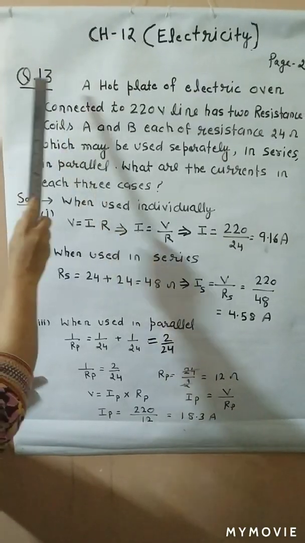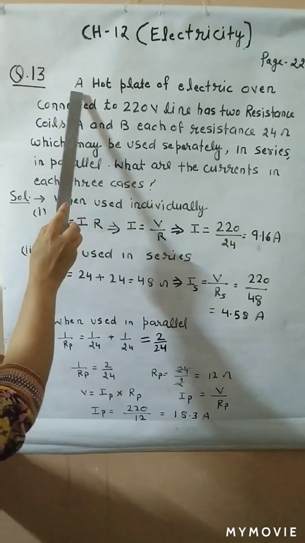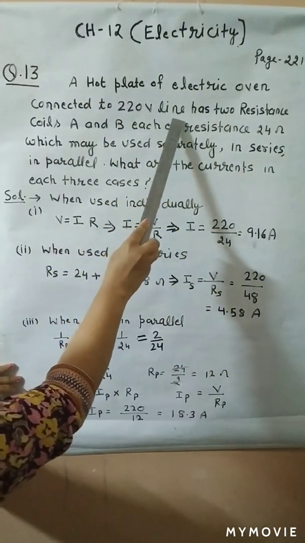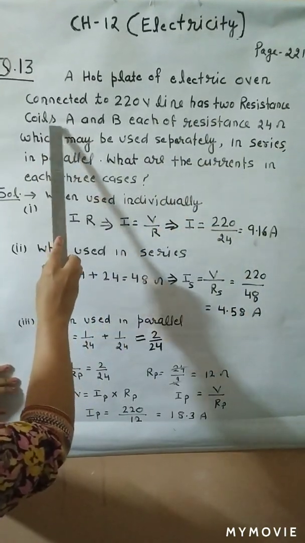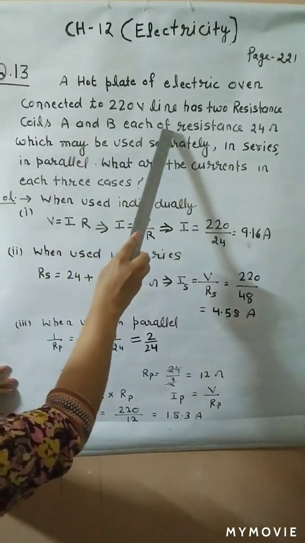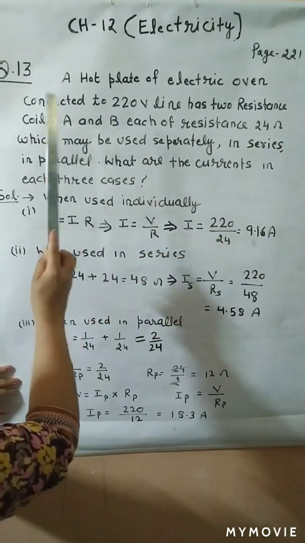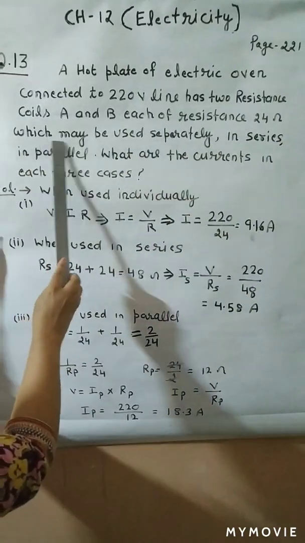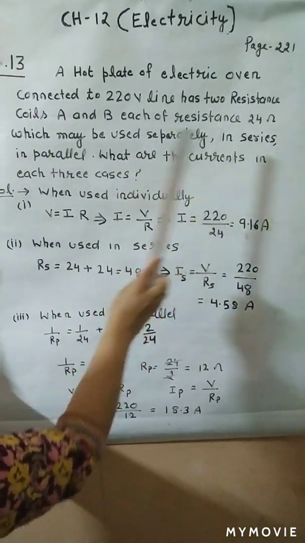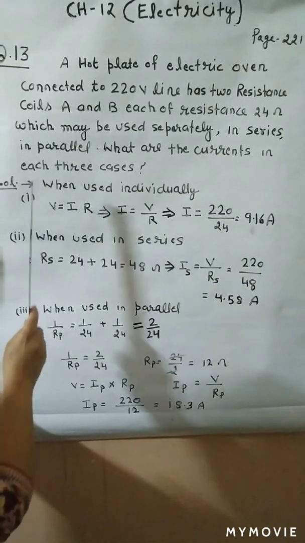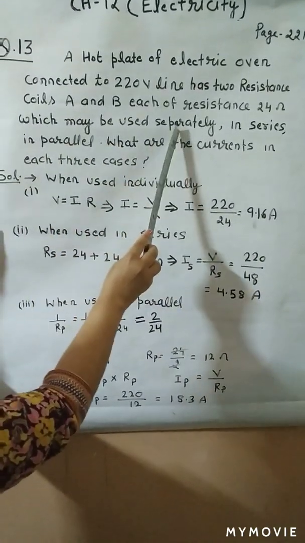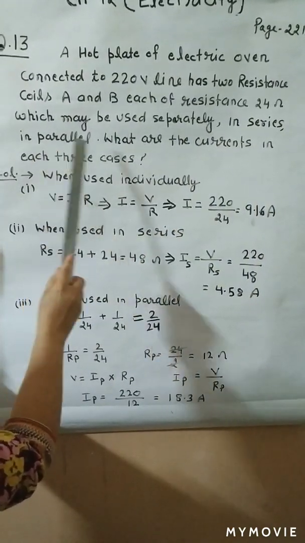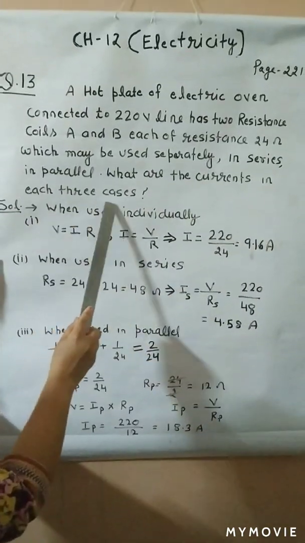This is the next question, number 13 on page 221. Now see this: a hot plate of an electric oven connected to a 220 volt line has two resistance coils. How many coils? Two, A and B, each of resistance 24 ohm. Coil A has resistance 24, B also has resistance 24, which may be used separately, in series, or in parallel. It means we have to do this question in three ways: individually, in series combination, and in parallel. What are the currents in each of the three cases?